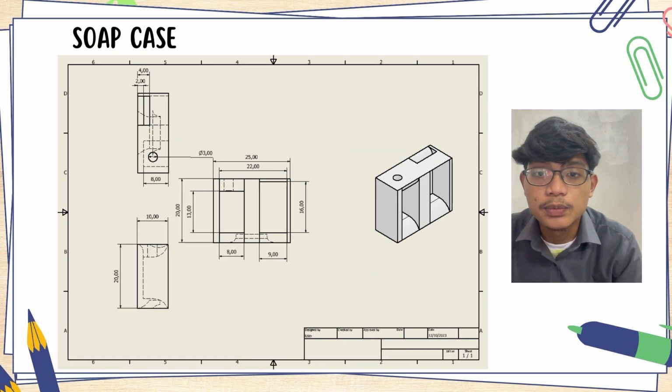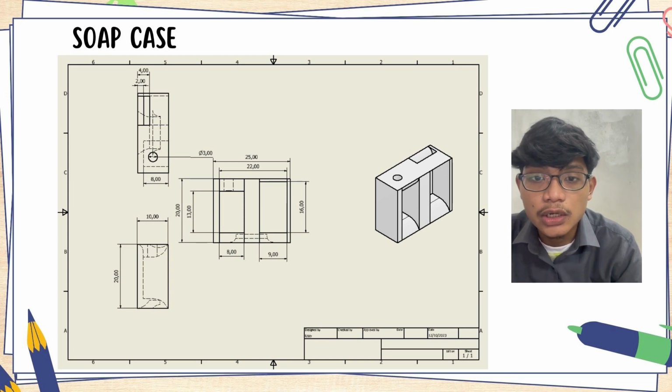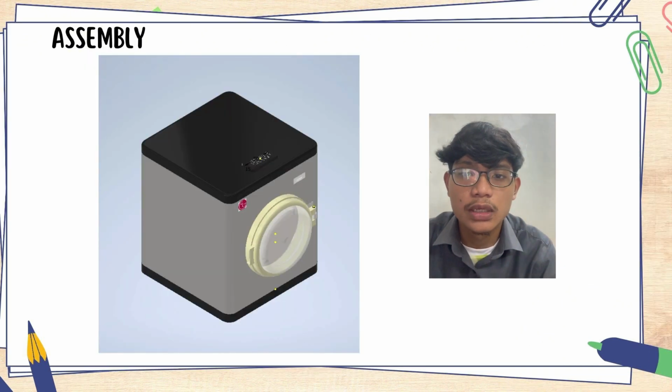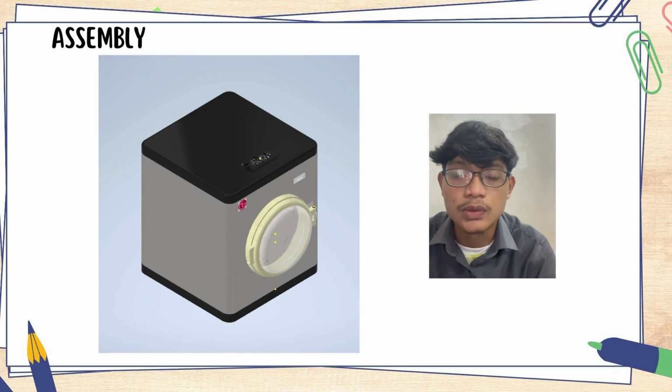Okay, the last part is the soup case. As you can see, the soup case has a rectangular shape. First of all, we make two straight lines which are 20 mm and 25 mm. After that, we make two rectangular sections inside, which are 13 mm plus 8 mm, and the next one is 16 mm plus 9 mm. After that, on the front view, we make a hole with 3 mm diameter and we fillet the section from 4 mm into 2 mm fillet. Okay, after we make all the parts, the next step is to assemble it.